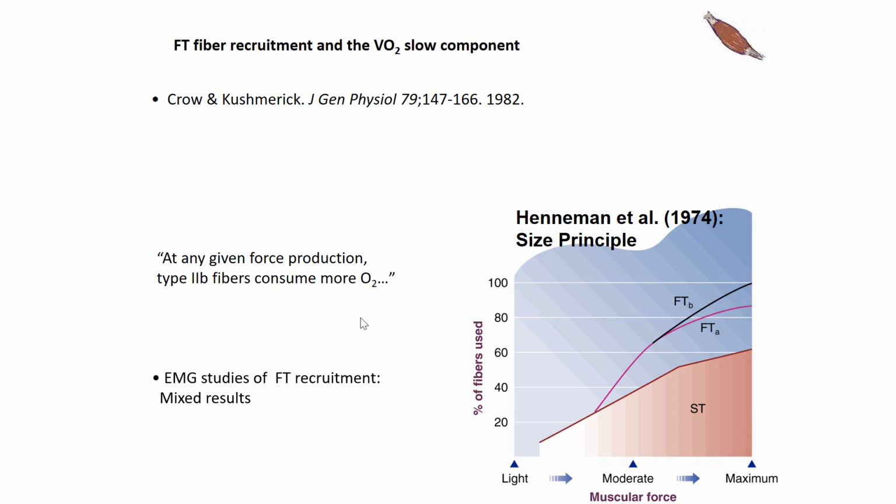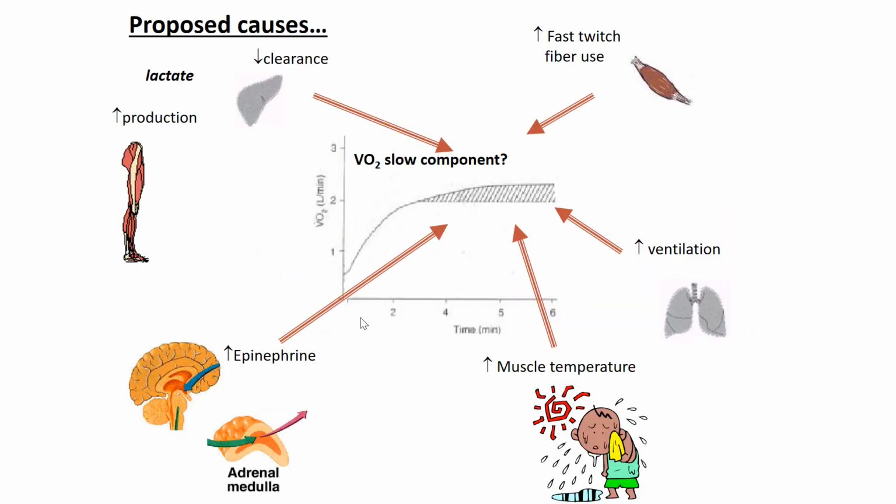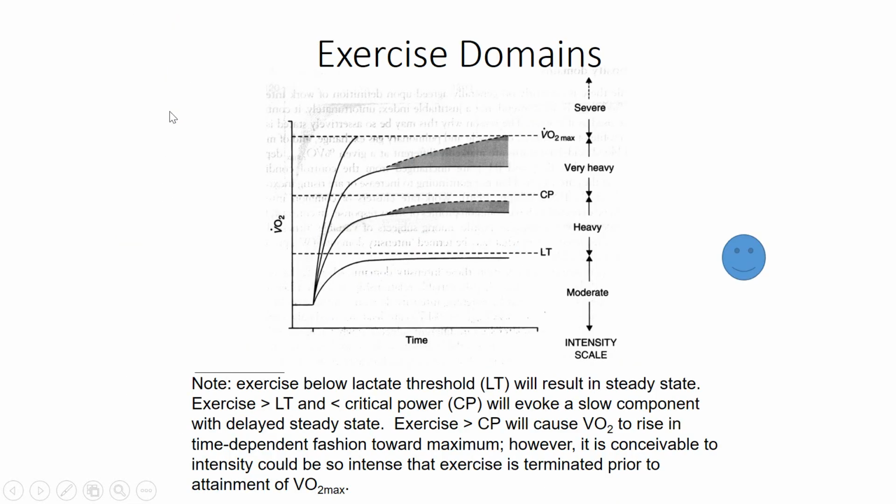I think most people agree that the slow component, all said and done, is a little bit ventilation, mostly 86% due to this here. The slow component is due to the inefficient use of type 2 muscle fiber. Some ventilation. It's not related to temperature. It's not related to epinephrine. It's not related to lactate. And we know that in higher intensities, the gain in the slow component is greater in comparison to lower intensities.